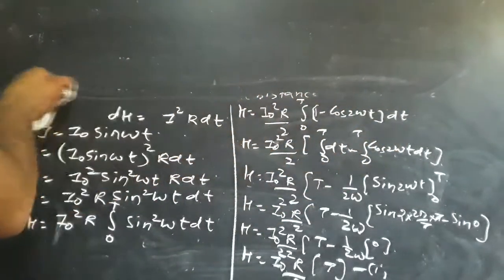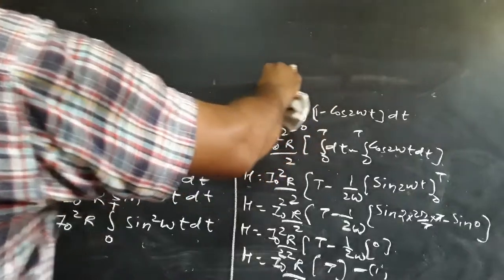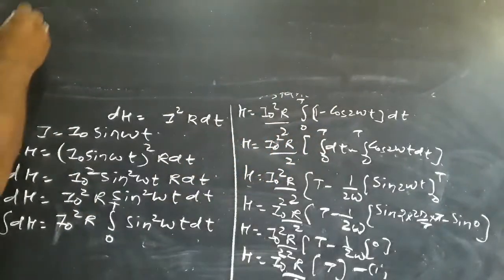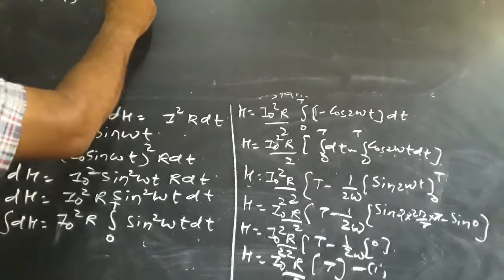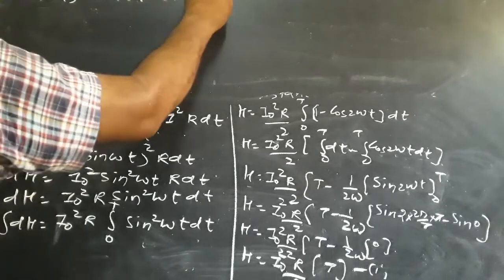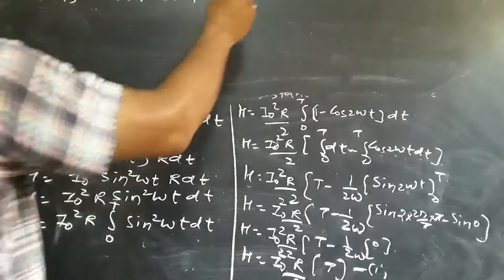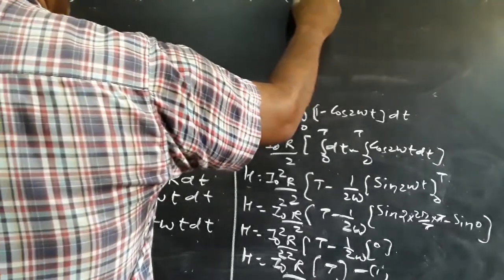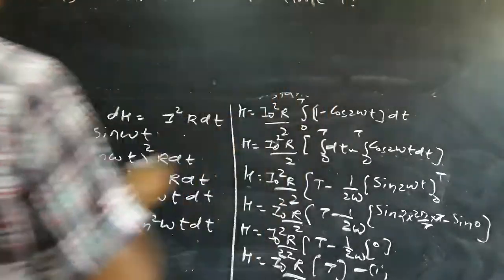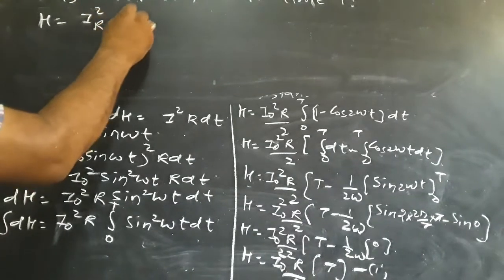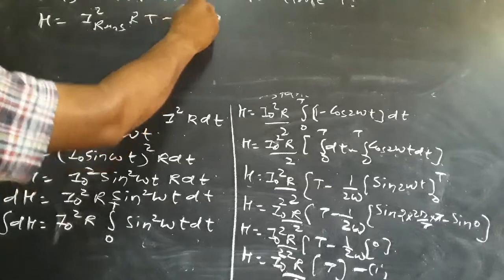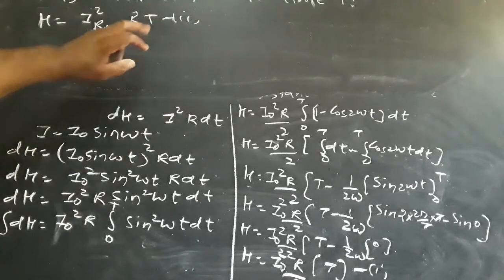Now I RMS current flows for time T. We can write I square RMS into RT, equation number second.